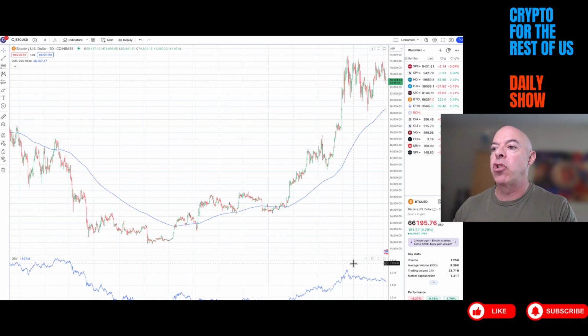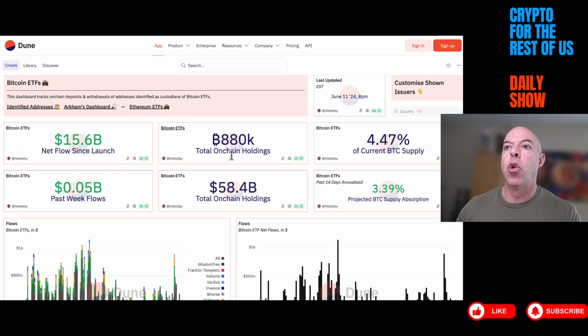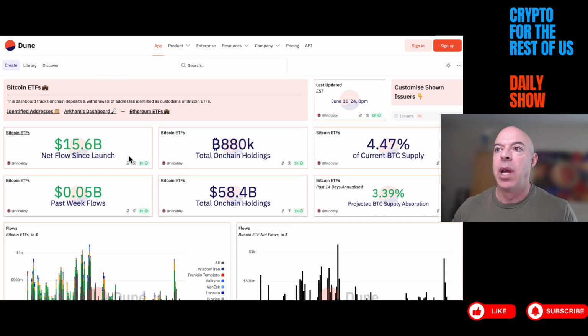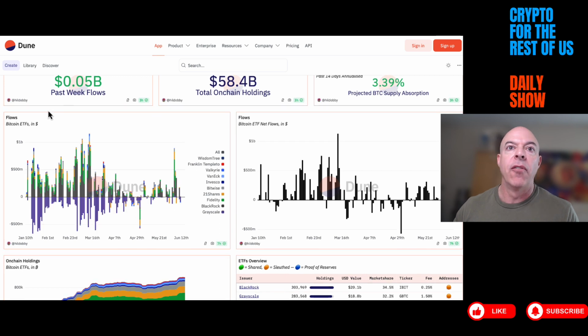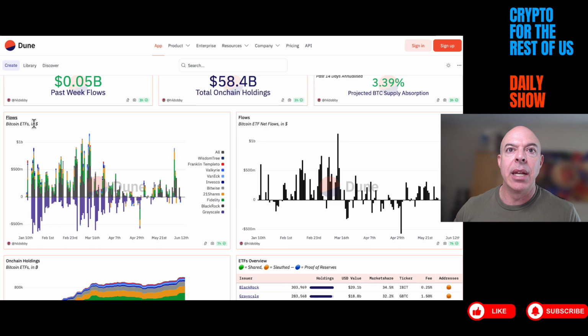Okay, so we're looking at the chart and we're seeing volume just sort of trending sideways. But I wanted to show you today, and I'm going to put a link to this on Dune, a tool this individual created to look at the Bitcoin ETF flows. It has a lot of information here, and I'll show you how to use this. First, note that these various charts will have information in either dollars or in Bitcoin.